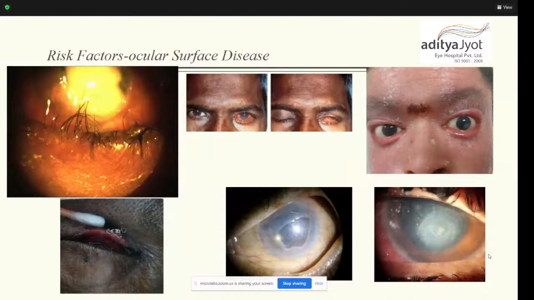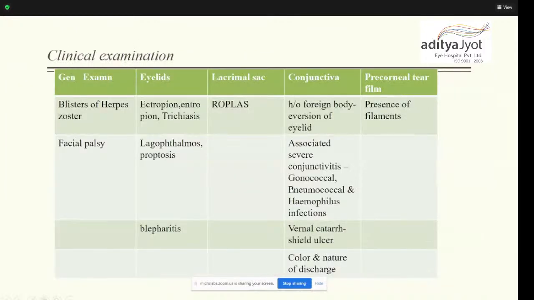So the examination has to be very proper. You have to cover everything, from general examination, blisters, facial palsy, to the eyelids, lacrimal sac, conjunctiva, and the precorneal tear film. In the conjunctiva, you should also look for vernal catarrh, because the upper lid papillae can actually give rise to a shield ulcer.